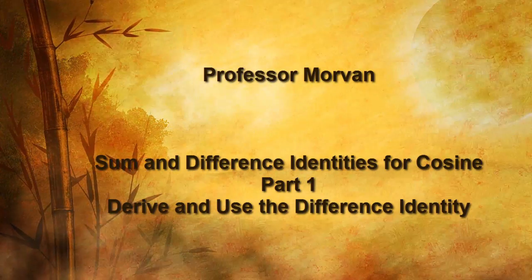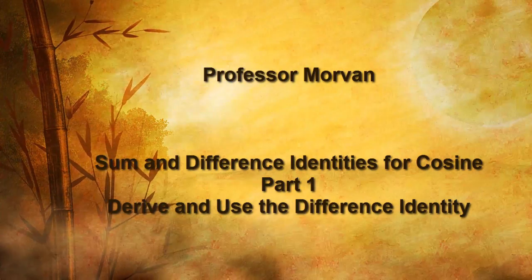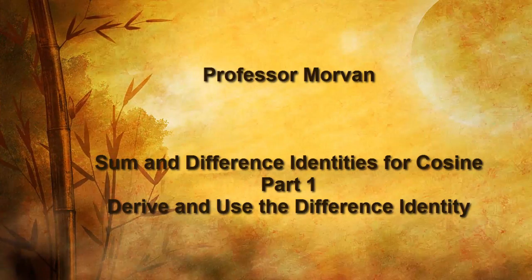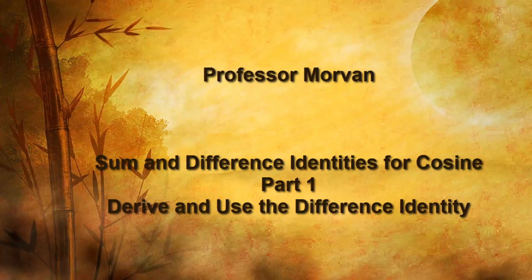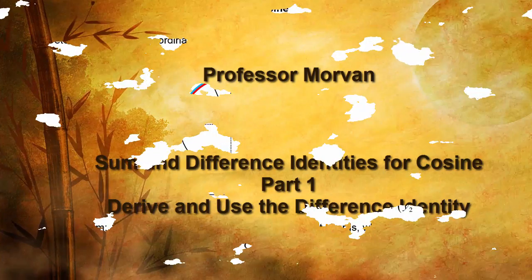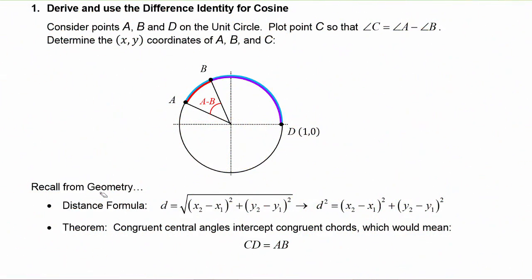In part 1 of our lesson on sum and difference identities for cosine, we will derive and use the difference identity. To derive the difference identity for cosine, we're going to use some geometry and the distance formula.